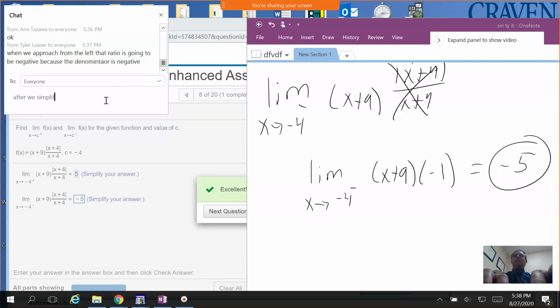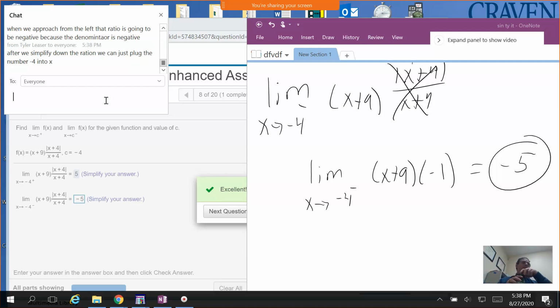After we simplify down the ratio, we can just plug the number negative 4 into x. It said ration. I meant to say ratio.